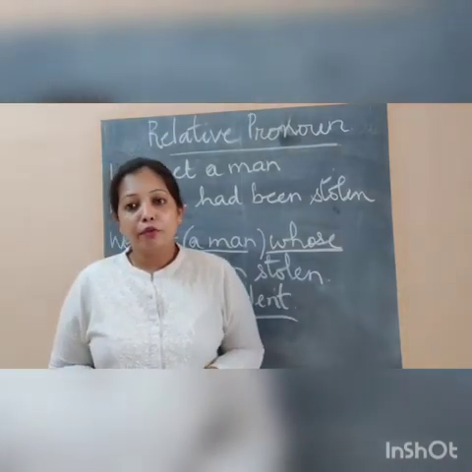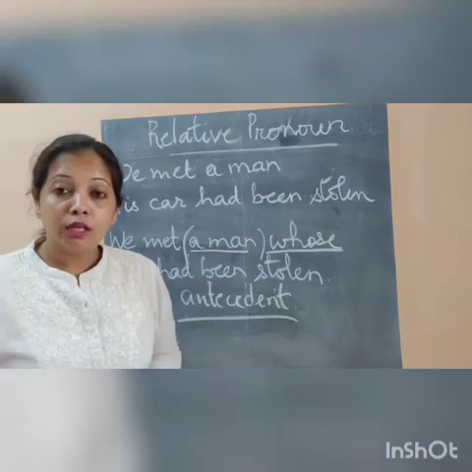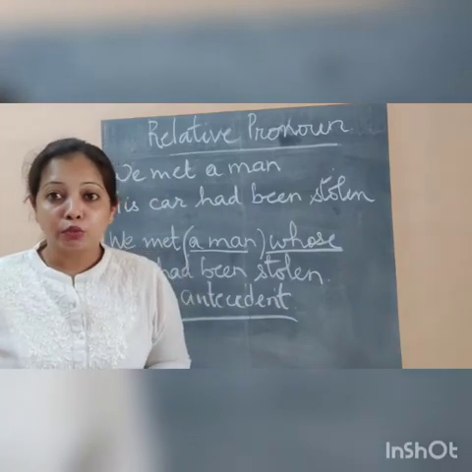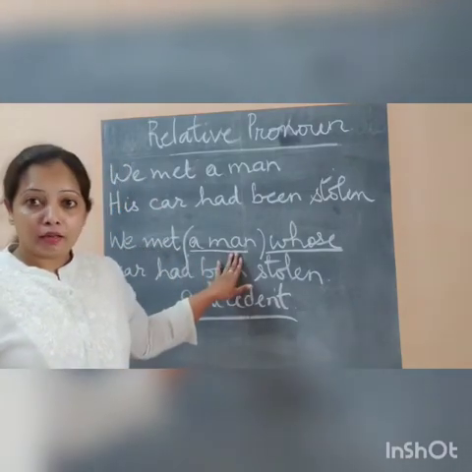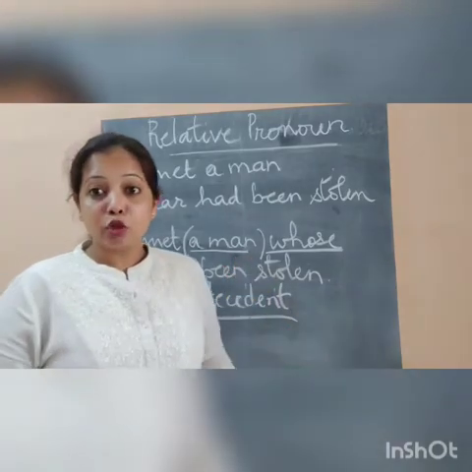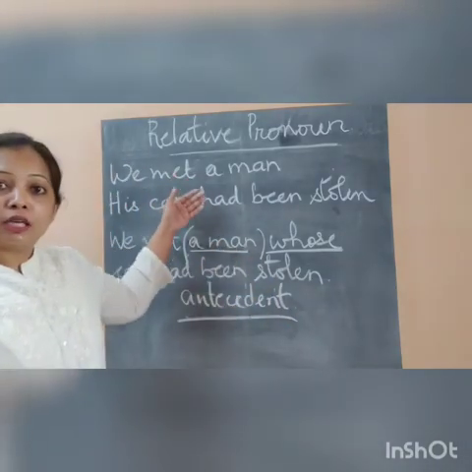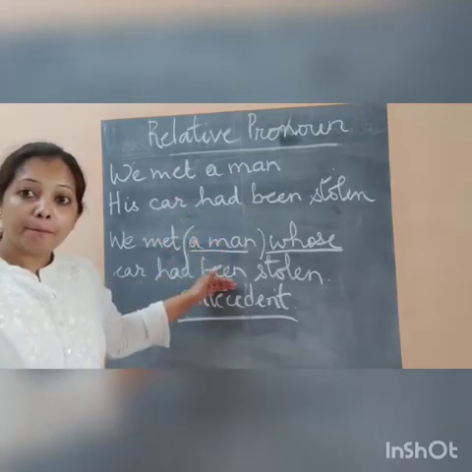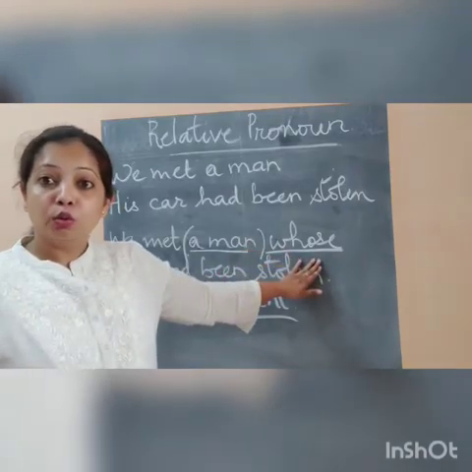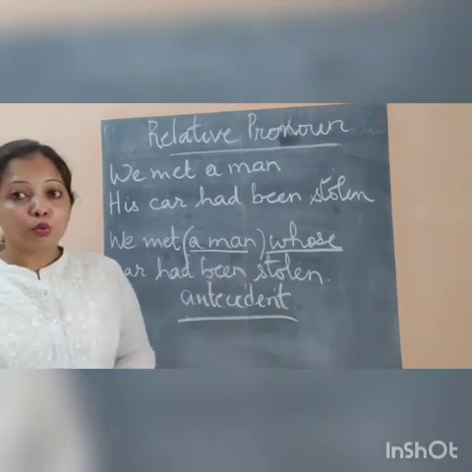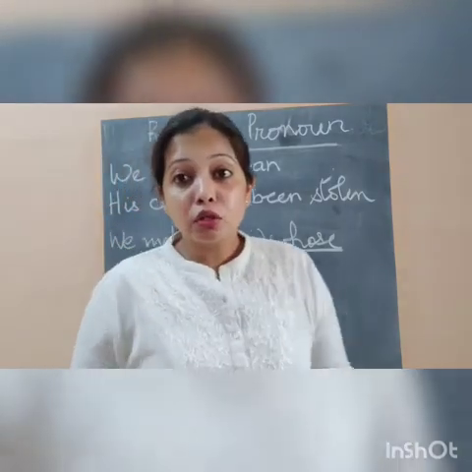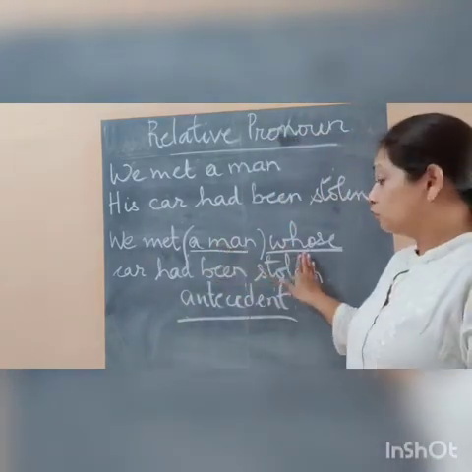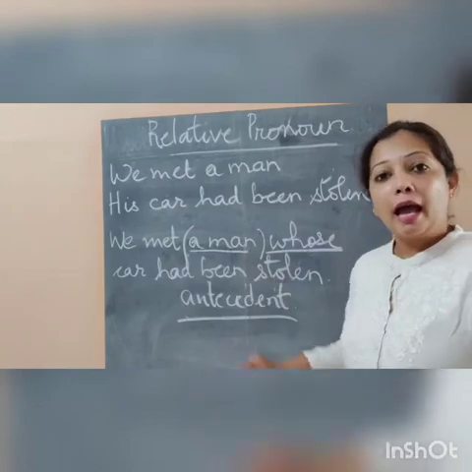A very important thing you have to remember when doing relative pronouns is the antecedent. It's a very important term that is used with relative pronouns. Here you can see a man. As I said, it is the subject in both sentences, the first as well as the second. The two sentences are joined by the relative pronoun whose. An antecedent is a noun that the relative pronoun refers to. Here the noun referred to by the relative pronoun makes it an antecedent.